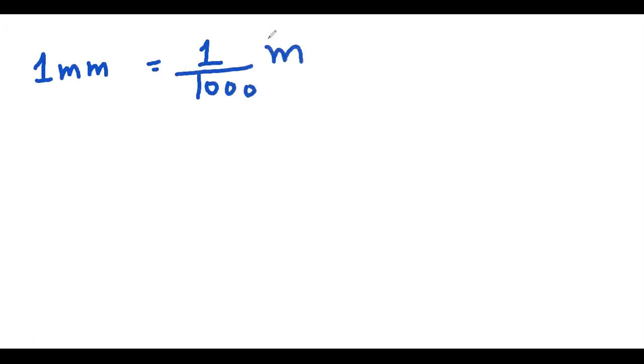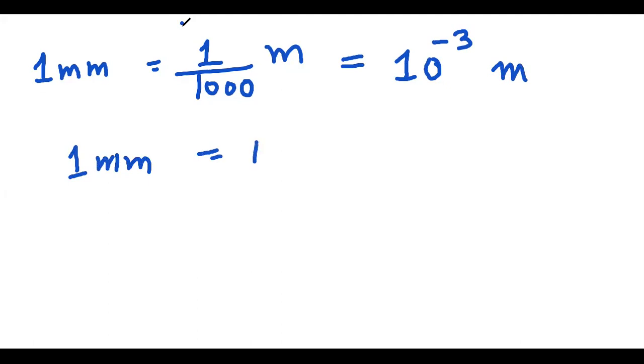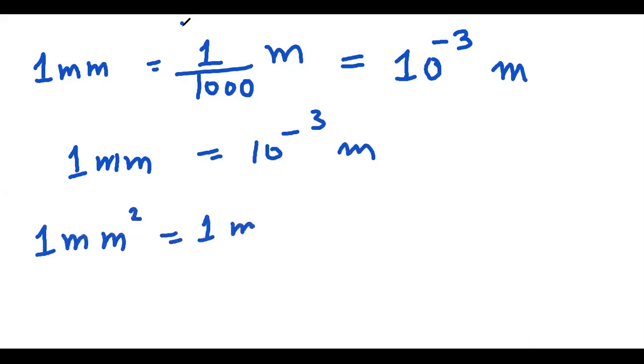Now children, listen, 1 millimeter is 1 by 1000 of a meter. If I used to write down 1 by 100, it is 1 centimeter. Since it is millimeter, its value is 1 by 1000 of a meter. So, how many zeros? 3 zeros. And they are in denominator. So, what shall I do? I shall put a sign of minus here. So, 10 raised to power minus 3 meter. So, I can say 1 millimeter is 10 raised to power minus 3 meter, and 1 millimeter square means it means 1 millimeter multiply by 1 millimeter, or you can say millimeter multiply by millimeter.